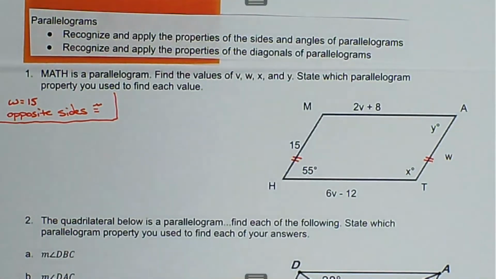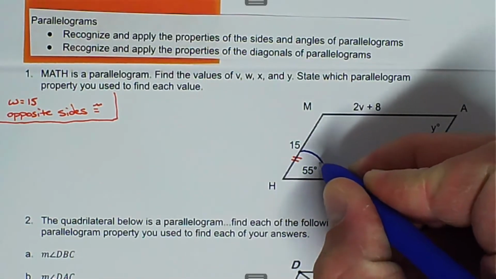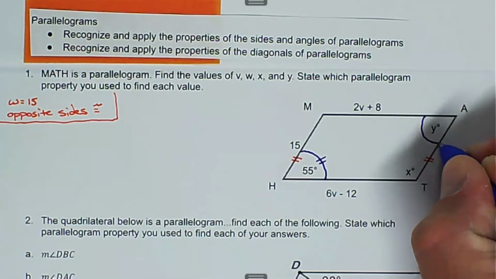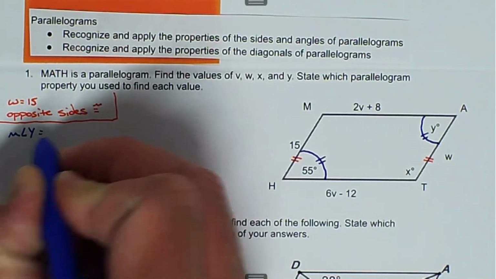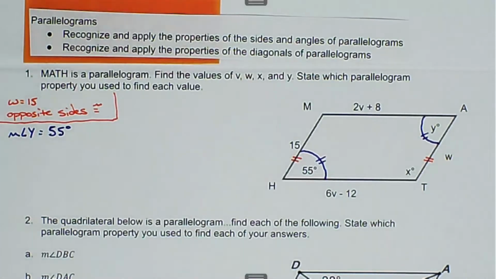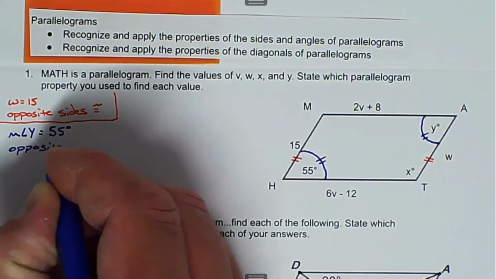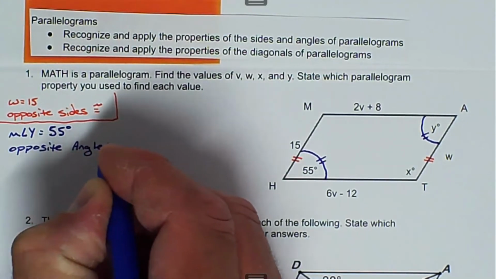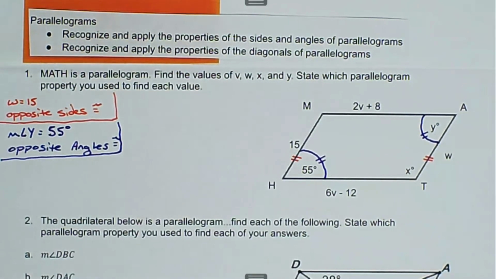We can also say that the measure of angle Y should be pretty straightforward. If we mark this angle here, and we mark this angle here, those are the same. So the measure of angle Y is equal to 55 degrees. And why is that? Because opposite angles are congruent. So we have two of them marked down. We still have to find V, and we still also have to find X.